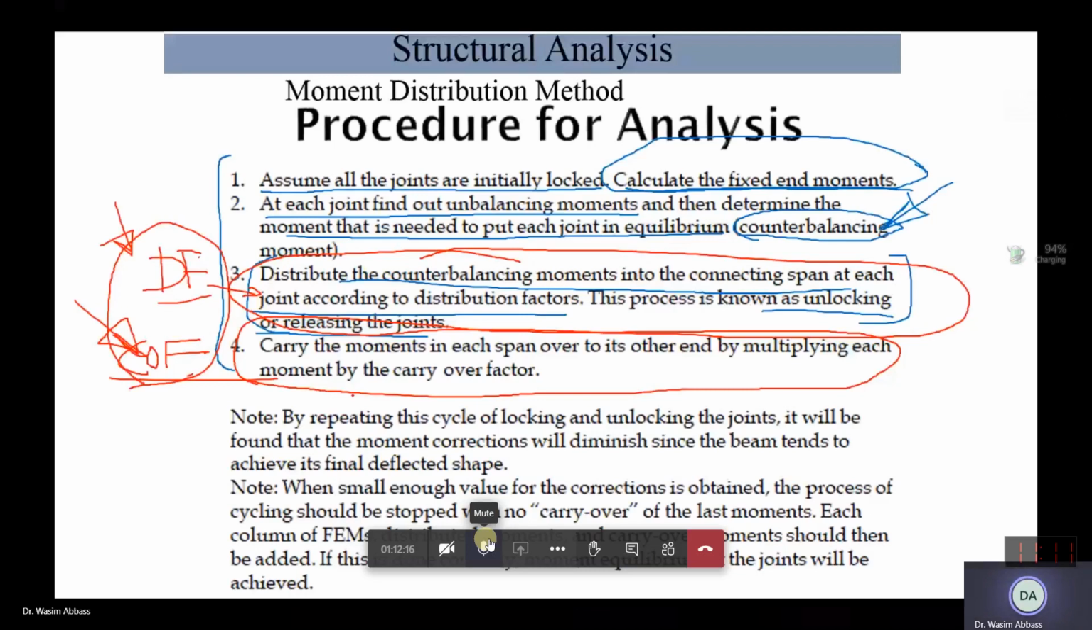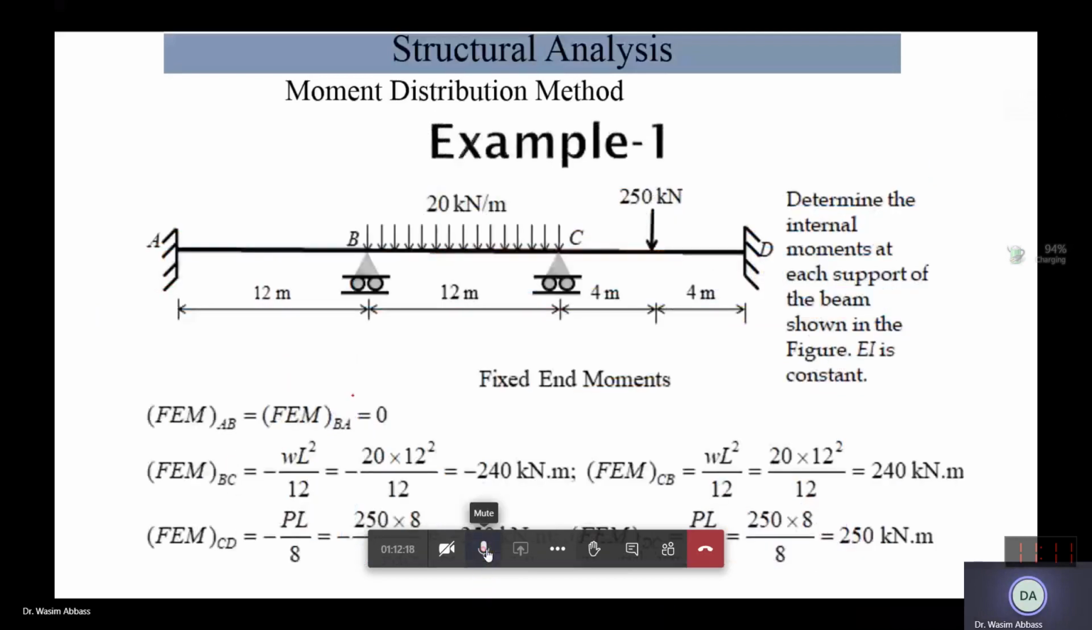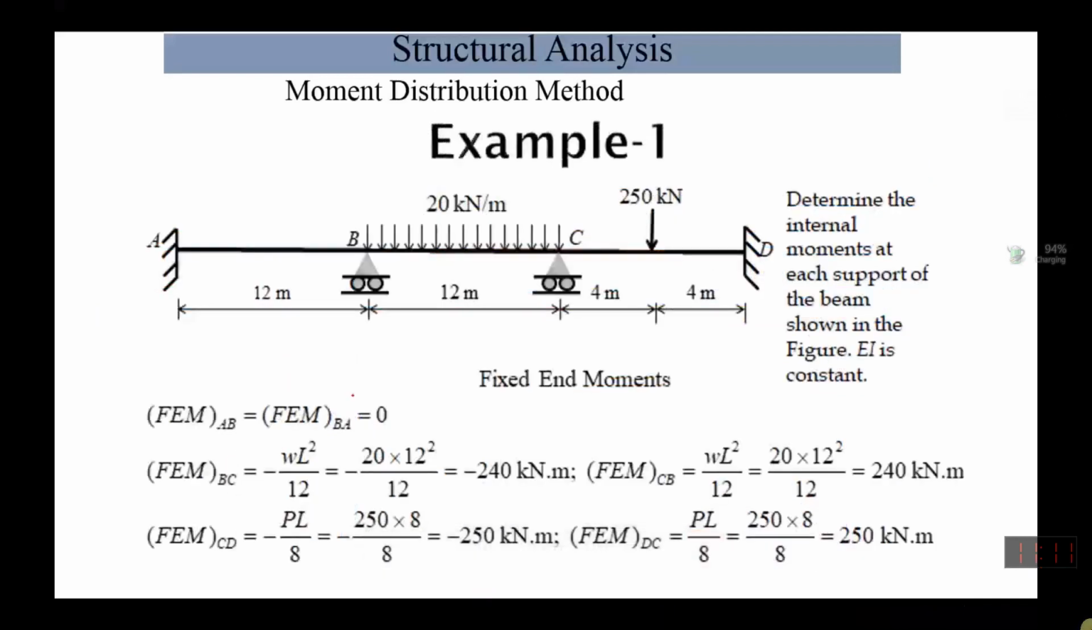Okay. Now I'll go to the example. So let's say this is a 3-span beam given to us to find out its internal moments at each support, to draw its shear force and bending moment diagram. So our step 1 in this beam is to find out fixed end moments. You see these fixed end moments. What will be the fixed end moments over here?